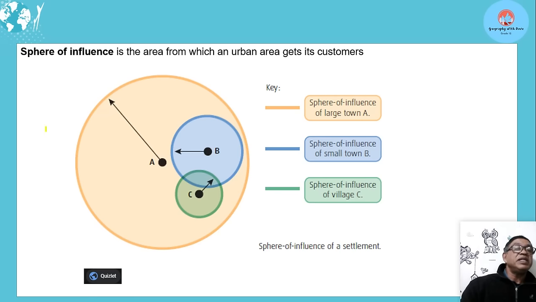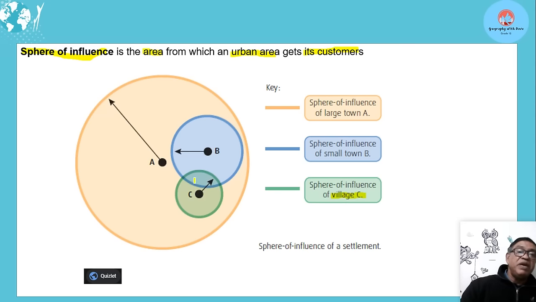Okay, now let's look at sphere of influence. I brought this in here because it will make more sense after I discussed services and things like that. Area from which an urban area gets its customers. Now let's take the village. Village will supply the basic needs, etc. Maybe one or two things like your daily use, your bread and milk, the low order goods and services. As we discussed now, can you see we're using the concept here? It will be supplied to the area.